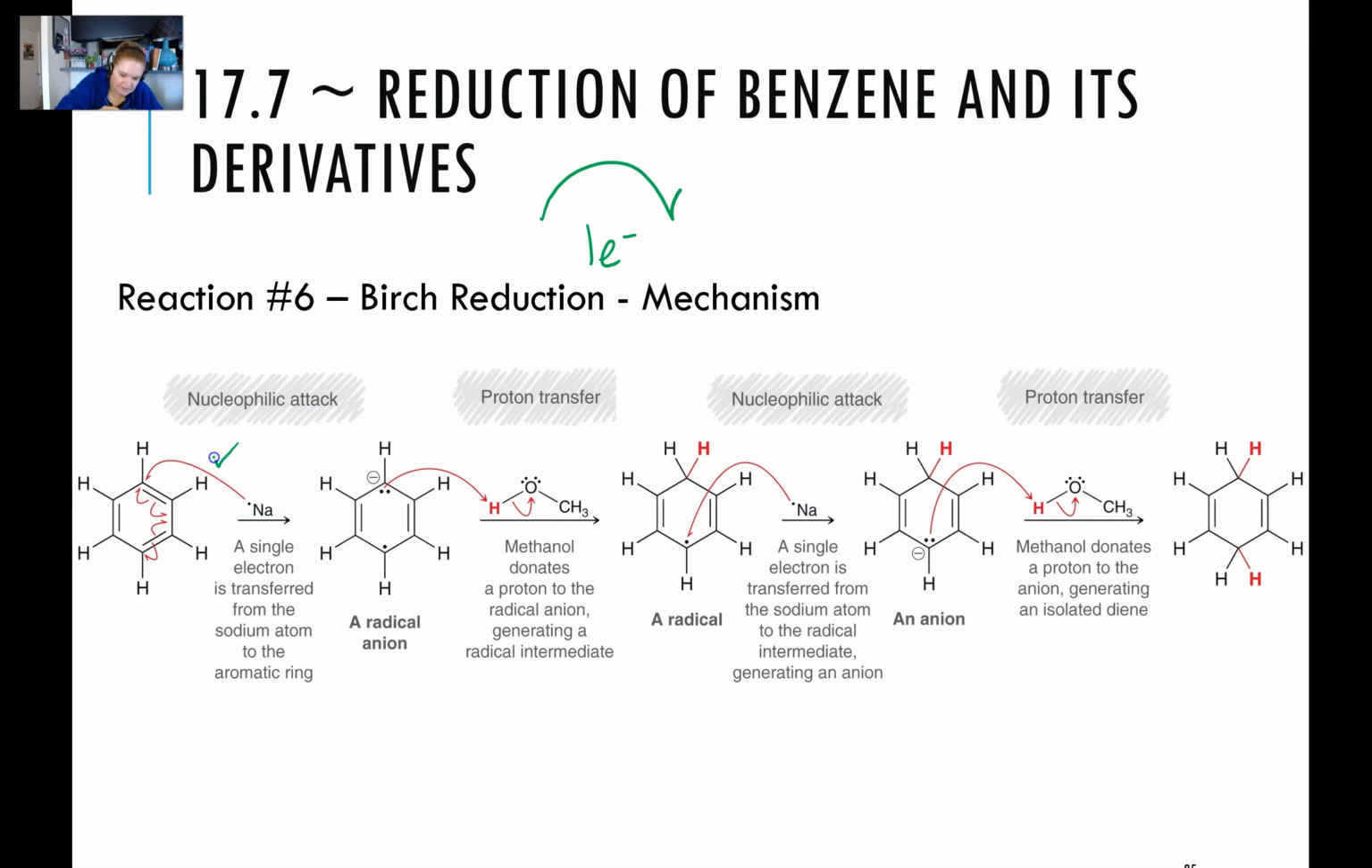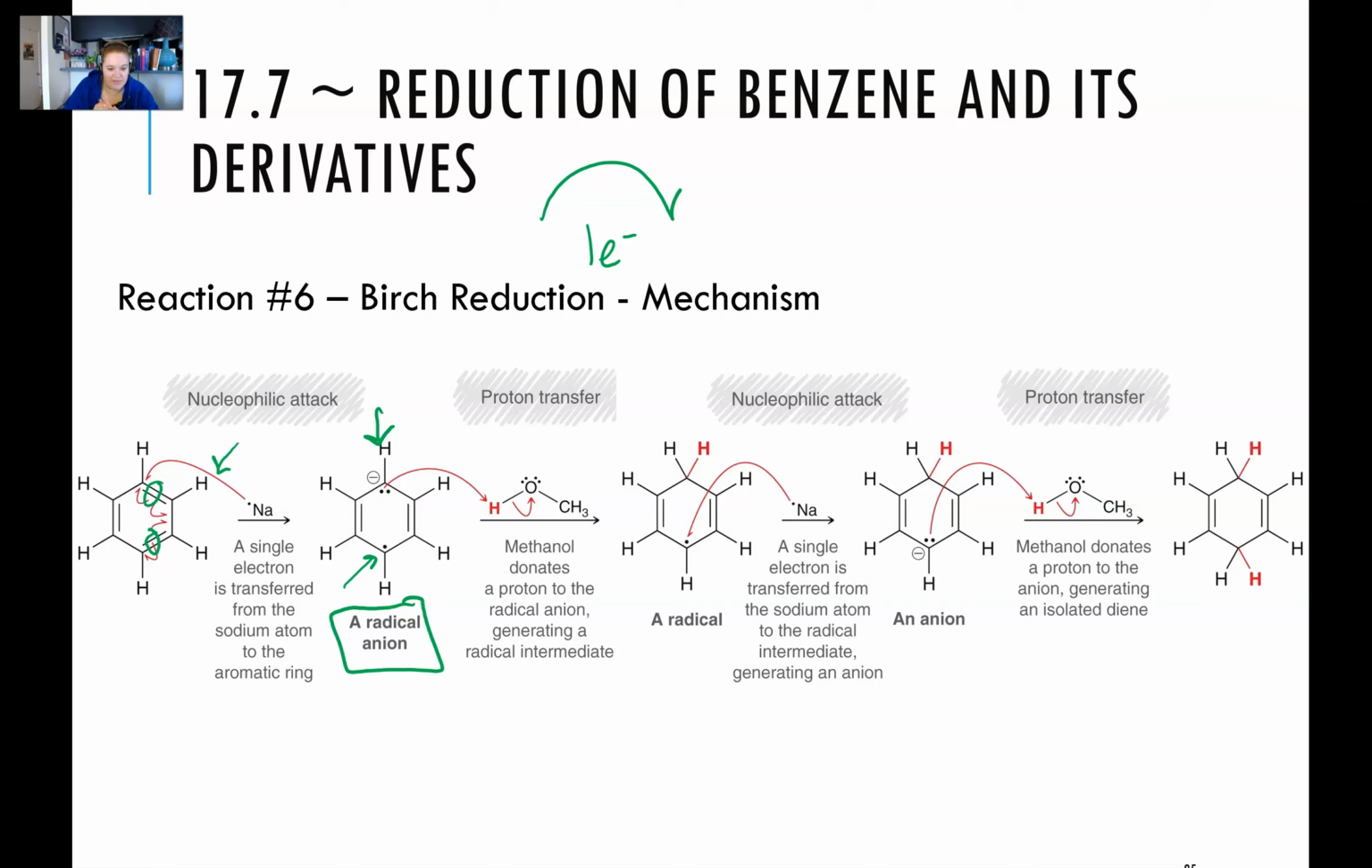So in this first step right here, sodium is giving an electron to one of the benzene carbons, and as a result, we're splitting this pi bond between those two carbons and splitting the next pi bond between the two carbons. So what we end up with is a radical anion. The carbon at the top has a pair of electrons, so that's our anion, and the carbon at the bottom has a single electron, that's the radical.